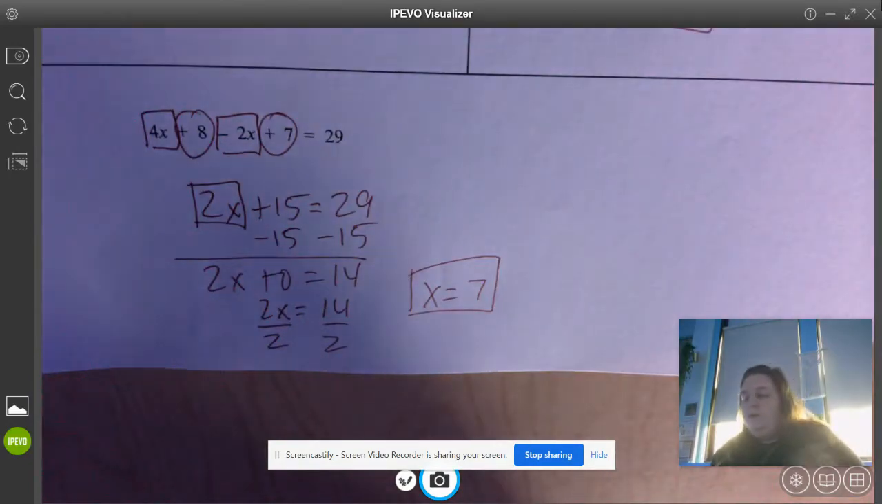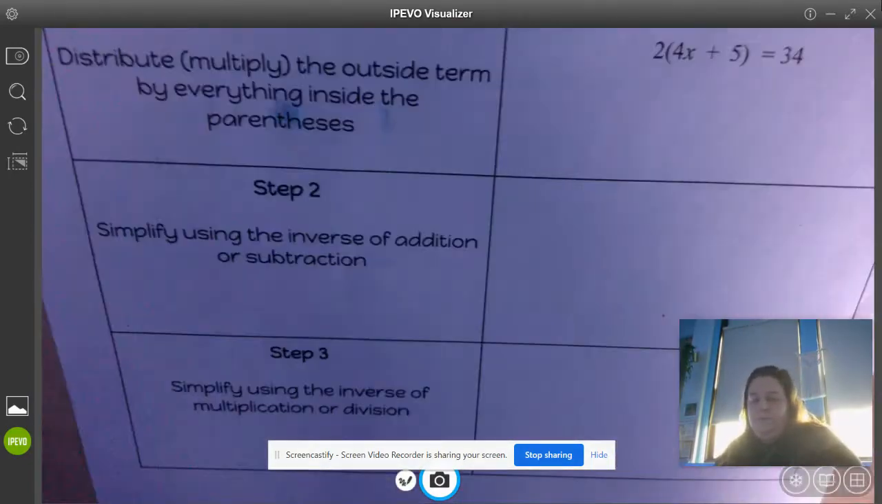All right. When you're all set, you can flip the paper over, or if you have it printed out, you can look at the next sheet.